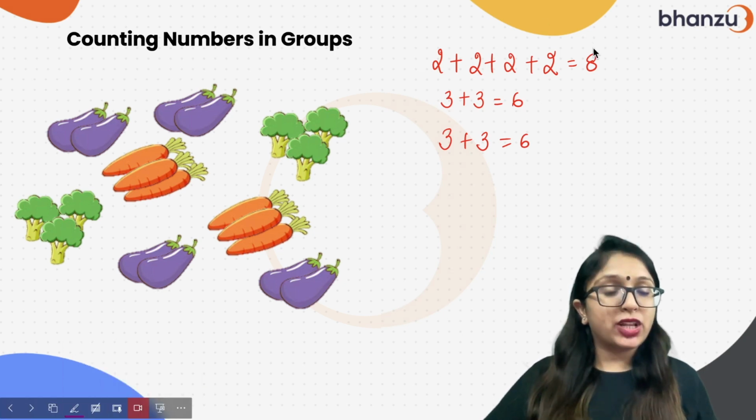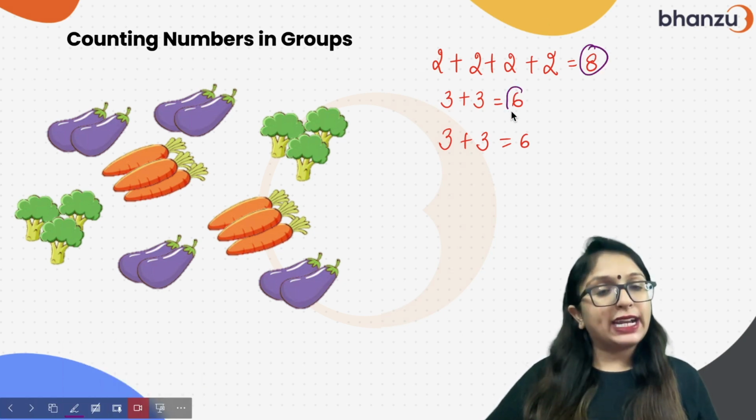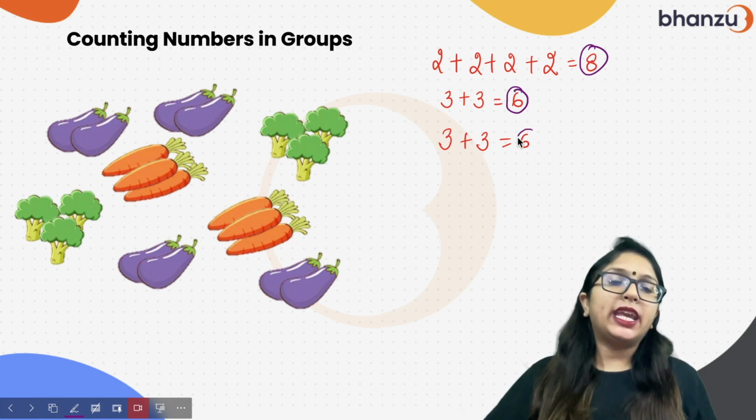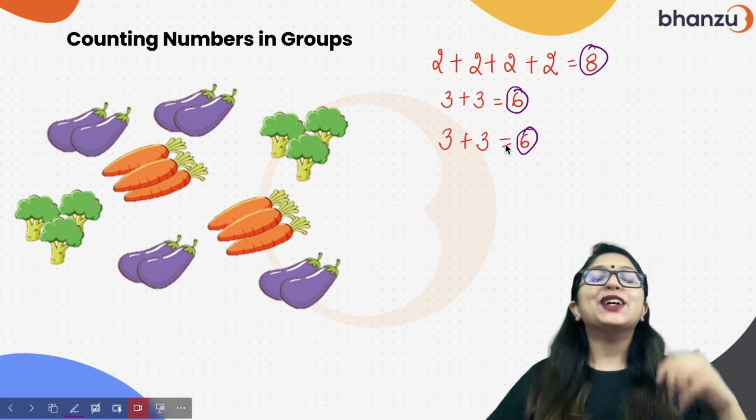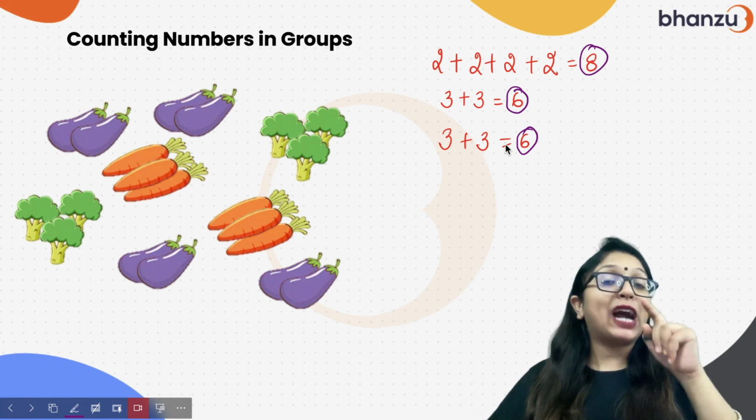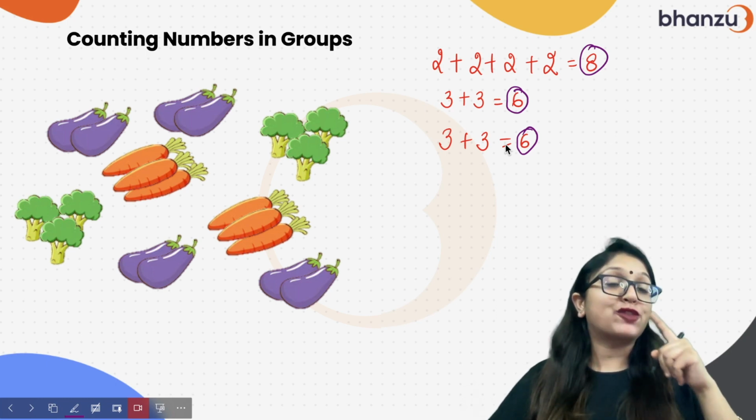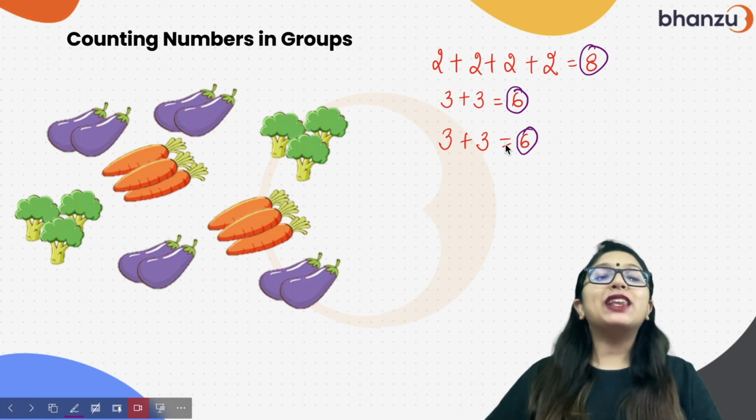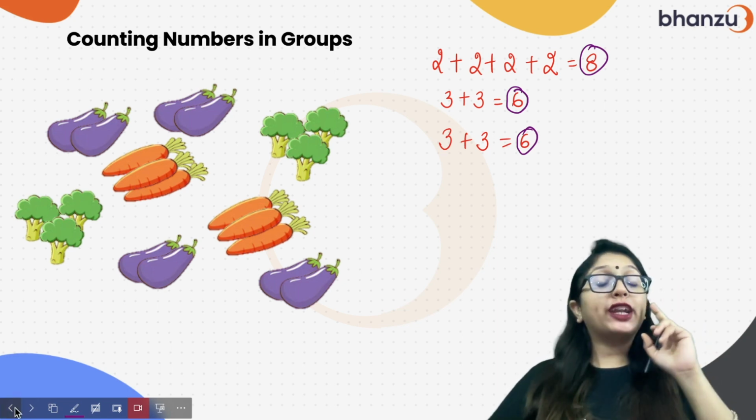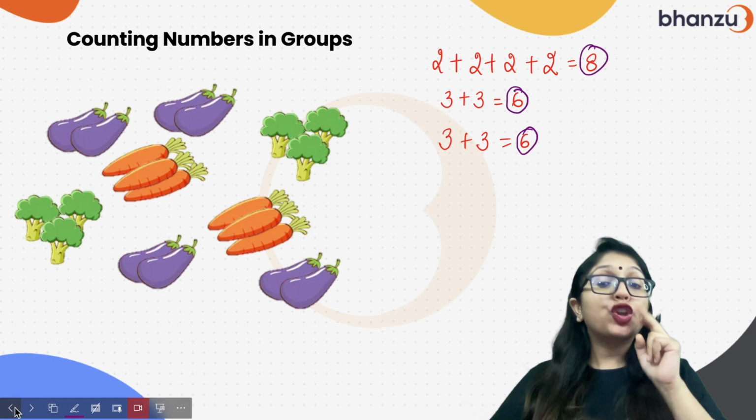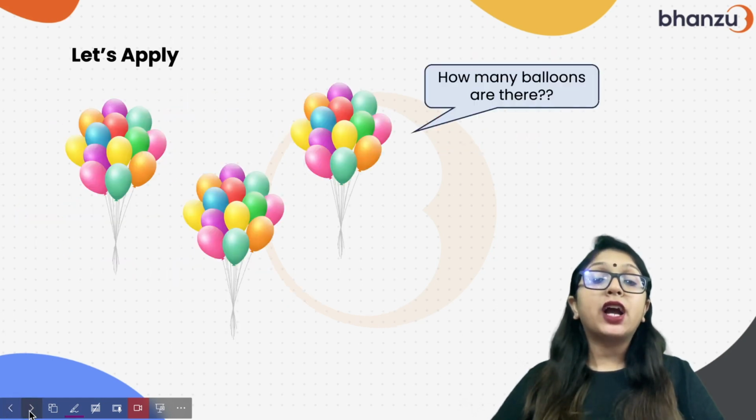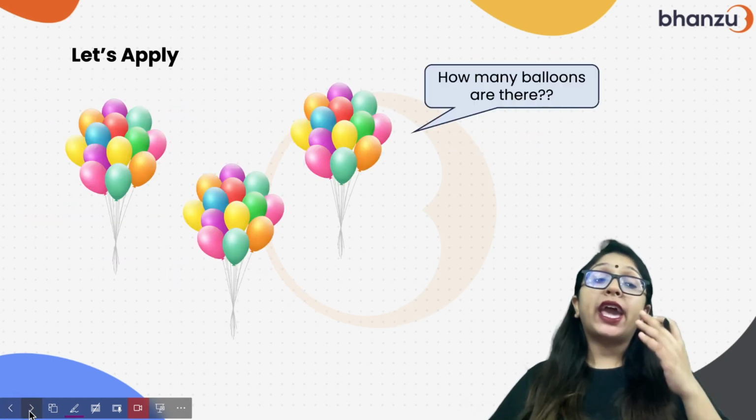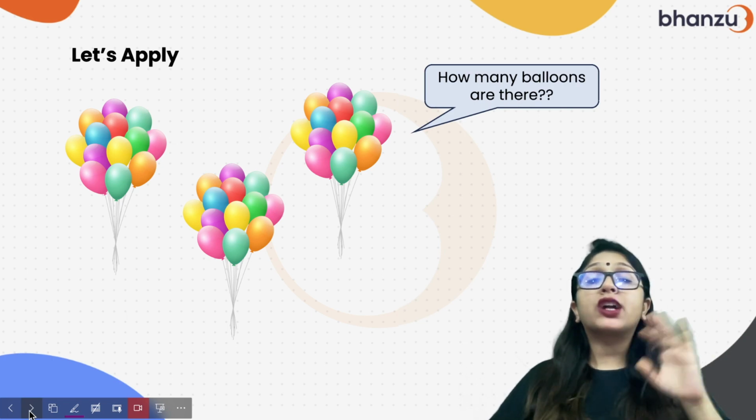How many brinjals are there? How many carrots are there? And how many cauliflowers are there? Now did you notice that counting in groups has made our life so easy? Yeah. So let's go and see what is next. Now you understood that we can count in groups. Do you remember the question of balloons that I asked you? Right? There we saw that we should not count one by one.